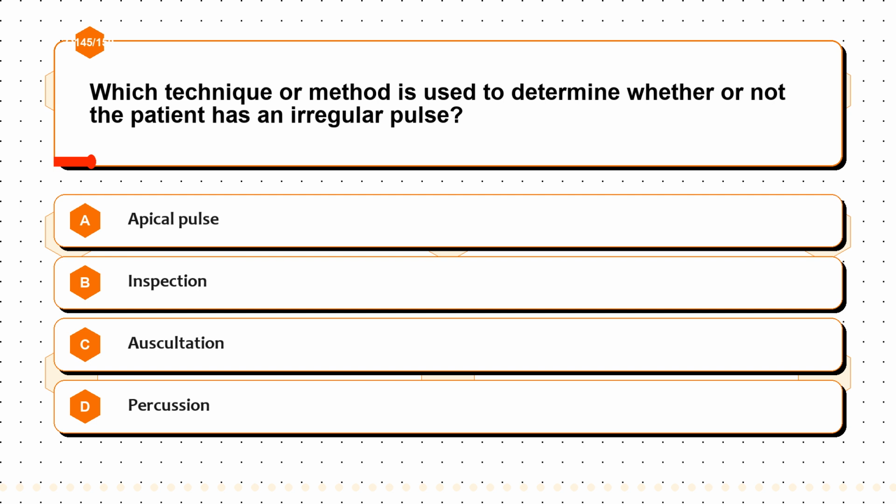Question 145. Which technique or method is used to determine whether or not the patient has an irregular pulse? Here are the options. Option A. Apical pulse. Option B. Inspection. Option C. Auscultation. Option D. Percussion.